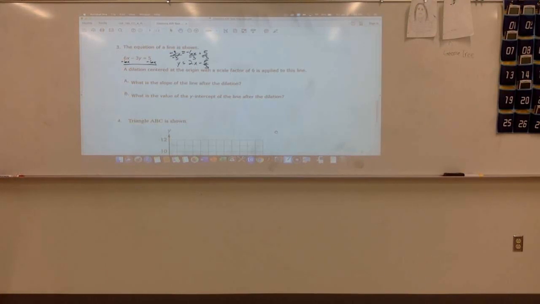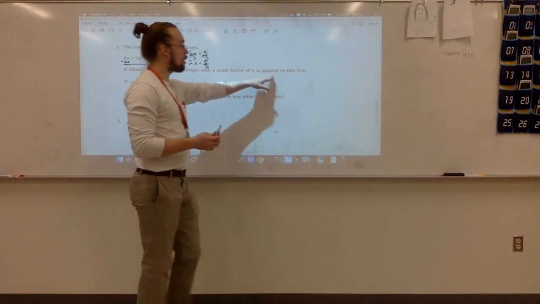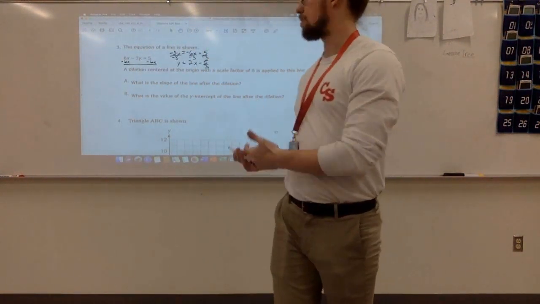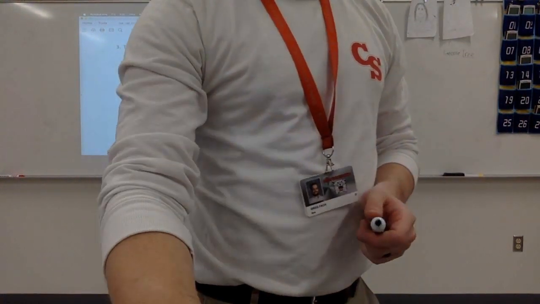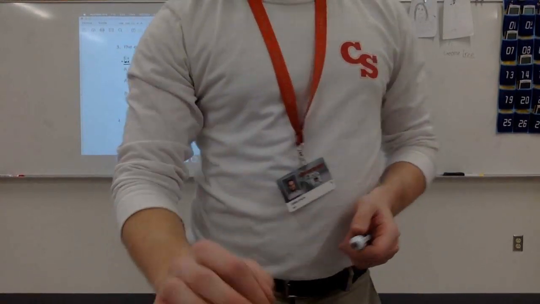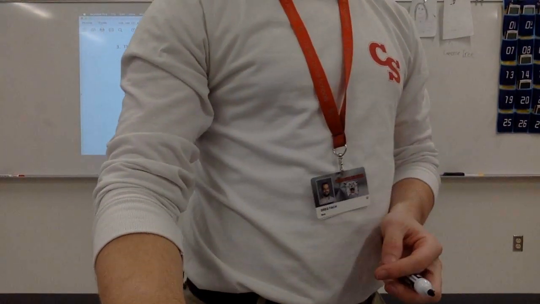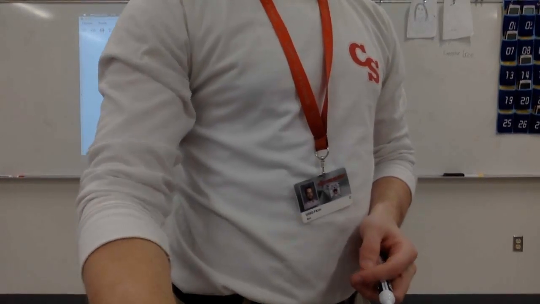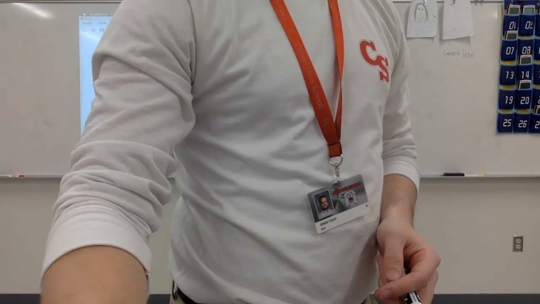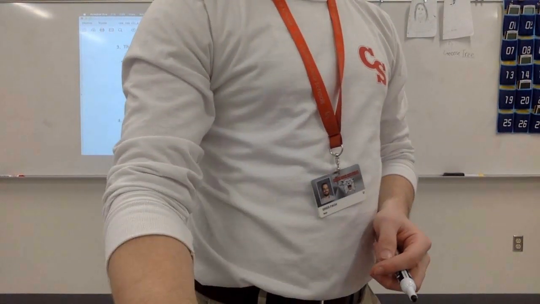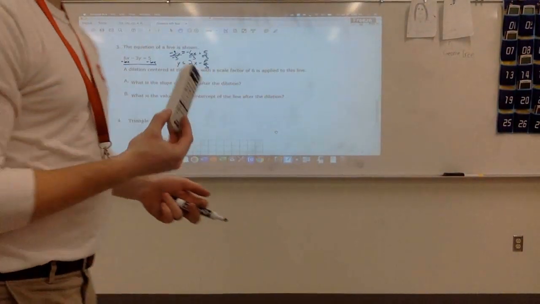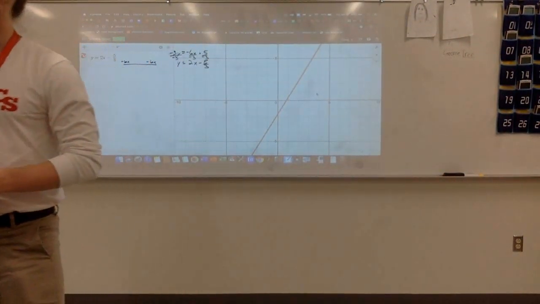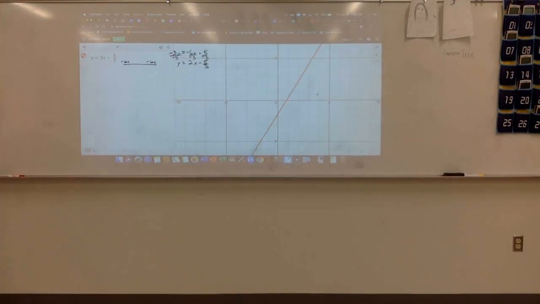Okay. So we want to use a scale factor of 6 to move this line. Now I think getting this picture on Desmos is going to be our best bet. y equals 2x minus 5/3. Okay, so here's what that line would look like.